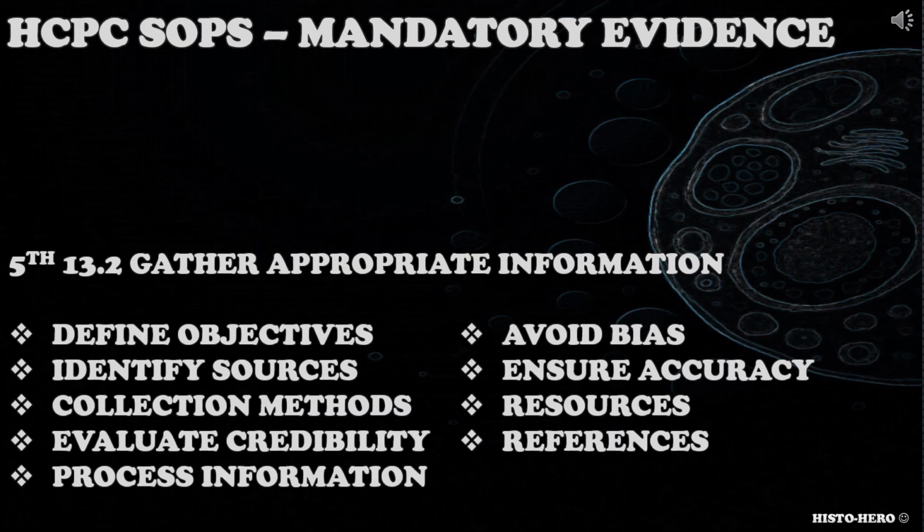The fifth standard is, gather appropriate information. This one is as straight as it can be. You need to gather appropriate information. How would you gather appropriate information in your laboratory, in relation to performing standard investigations? How would you know the information or result is appropriate? Consider objectives, source identification, collection methods, credibility evaluation, information processing, avoiding bias, ensuring accuracy, references, evidence-based, relevance of information, resources of information.